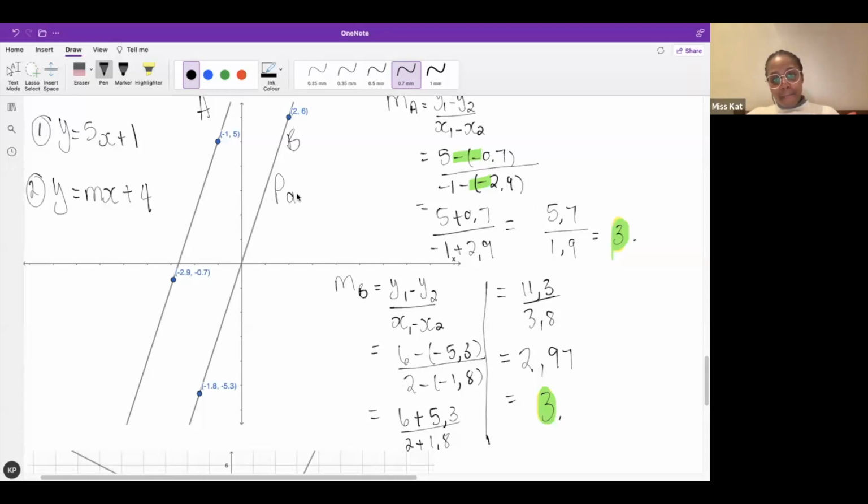Parallel graphs have the same gradient. There we go. Okay, so parallel lines have the same gradient. Therefore, number 2 will then be y equals 5x plus 4. Okay.